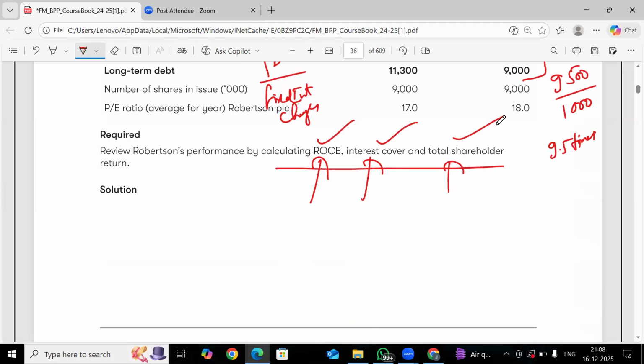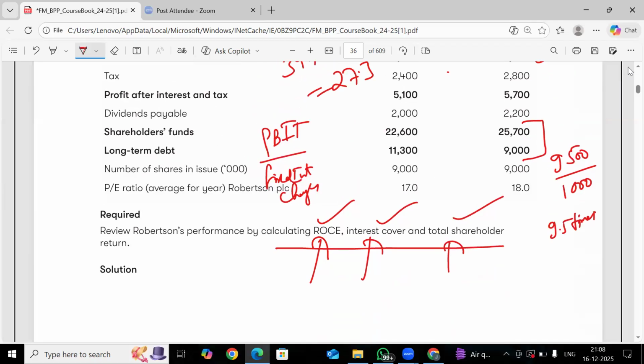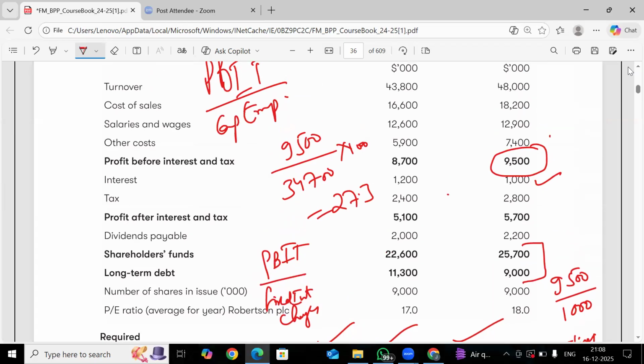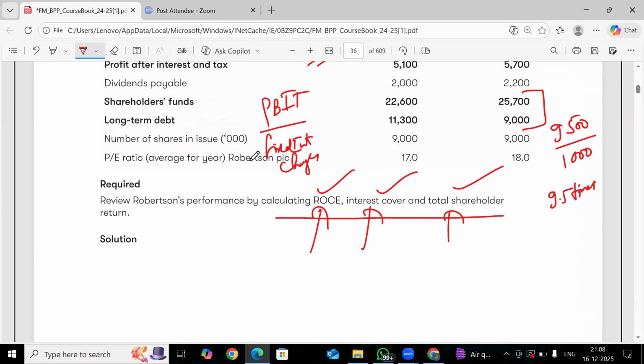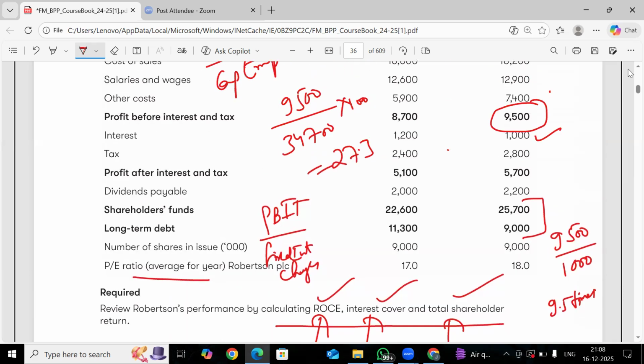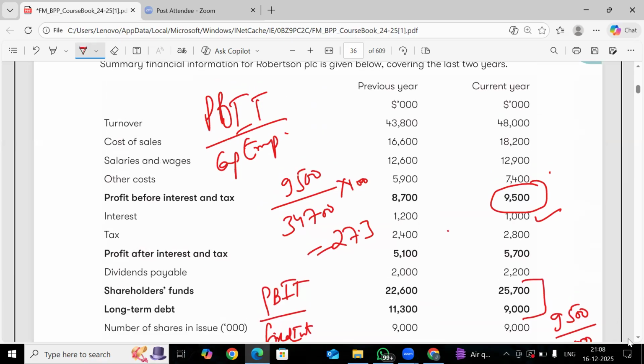So we need to have the current year share price. The current year share price is not given. So how to find it out? We have been given the PE ratio. The PE ratio formula is market price per share by earnings per share. This is the formula. So earnings per share, can we calculate? Yes. How do we calculate the earnings per share?